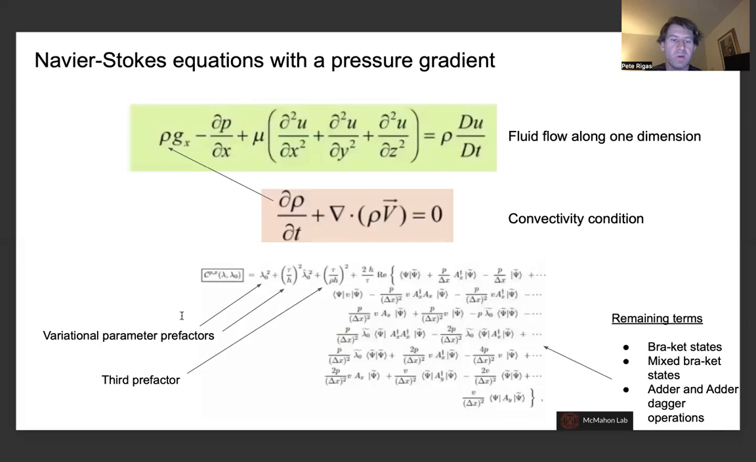And we can form a cost function for the Navier-Stokes equations with a pressure gradient, which consists of variational prefactors, a third prefactor dependent upon the time step tau, in addition to a resulting superposition taken under the real sign, in which the remaining terms include Bra-ket states, mixed Bra-ket states, and adder dagger operators.